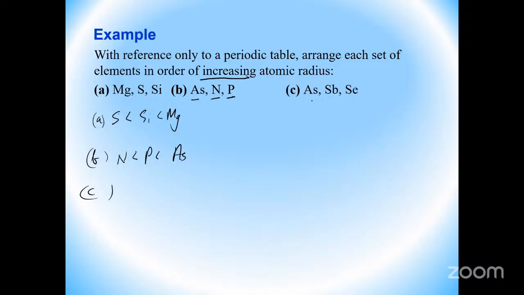Now, in the case of C, they gave you arsenic, antimony, and selenium, right? Now, let's see where they're located. Okay, so sulfur and selenium are in the same group, but arsenic is just to the left of selenium, all right? So let me hear what you have to say about this one. Which one of these do you expect to have the smallest radius between arsenic, antimony, and selenium?